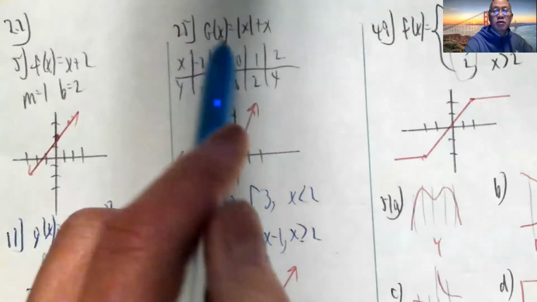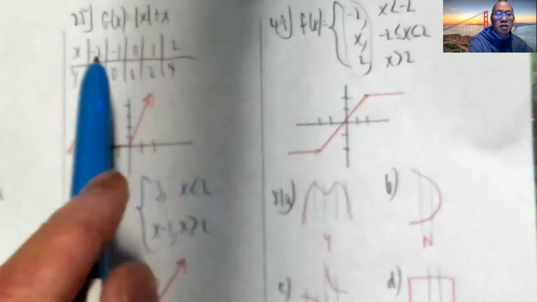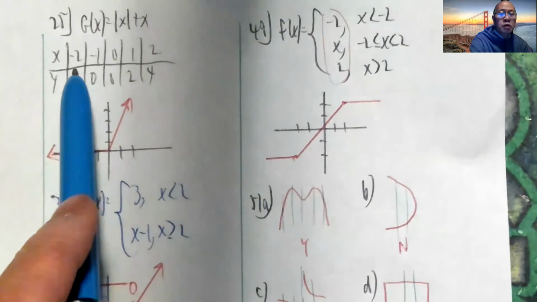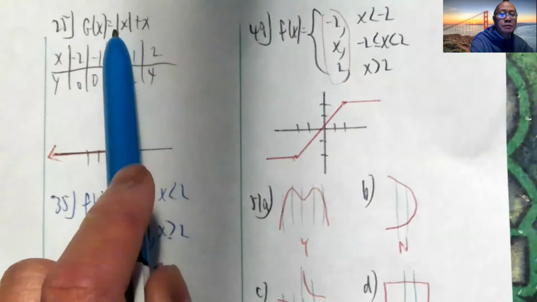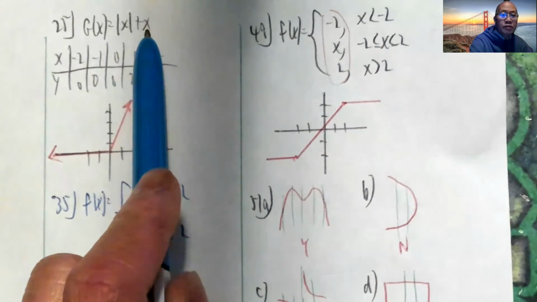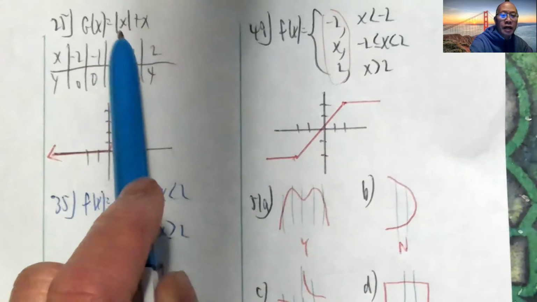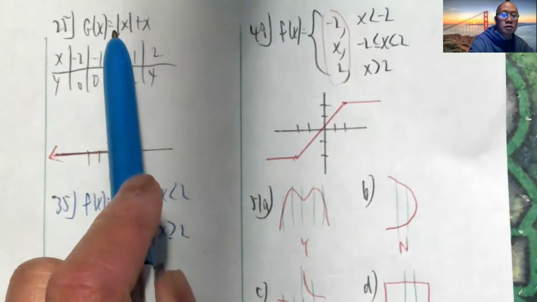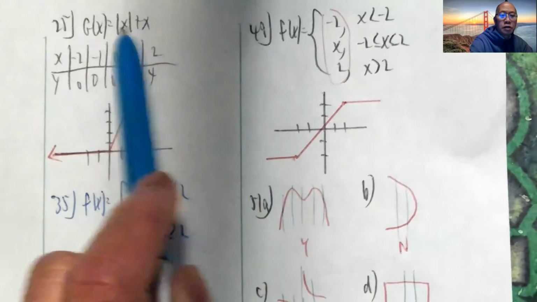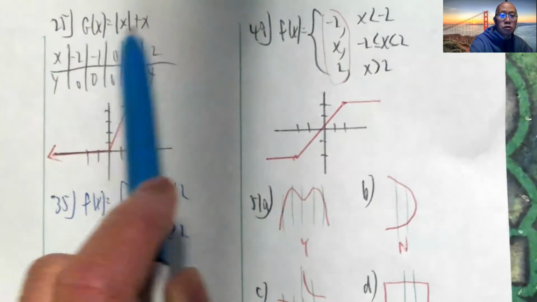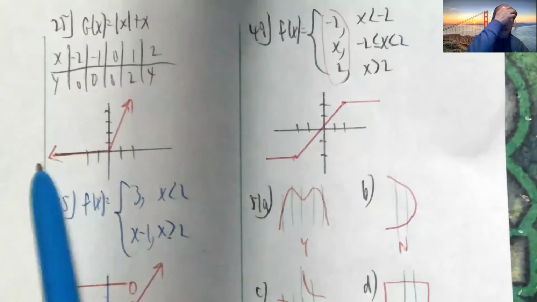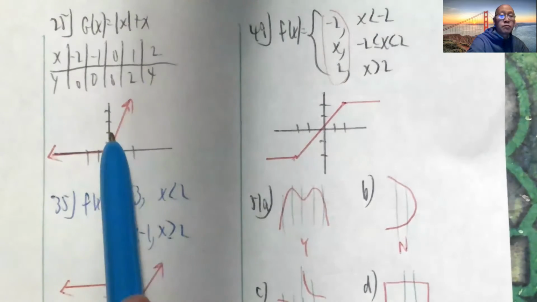Absolute value of x plus x. Let me move it out of the shadow if possible. So I made a table from negative 2 to 2. If I plug in negative 2, absolute value of negative 2 is 2, plus a negative 2 is 0. Plug in negative 1, absolute value of negative 1 is 1, plus negative 1 is also 0. 0 gives me 0. 1 plus 1 is 2. 2 plus 2 is 4. So here it's stuck at 0, and then it shoots up like so.